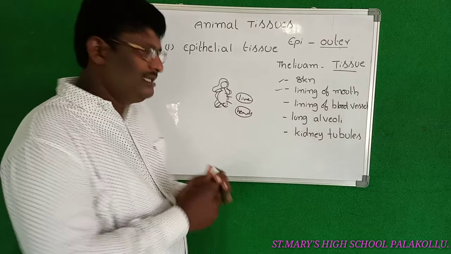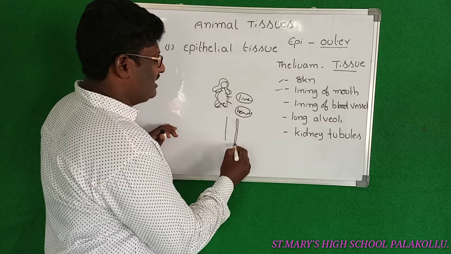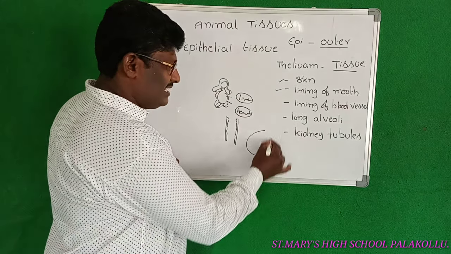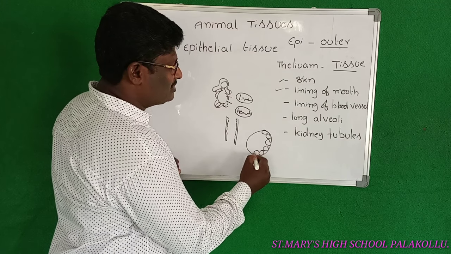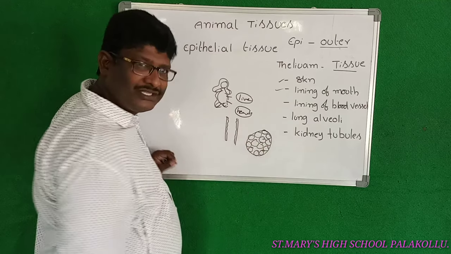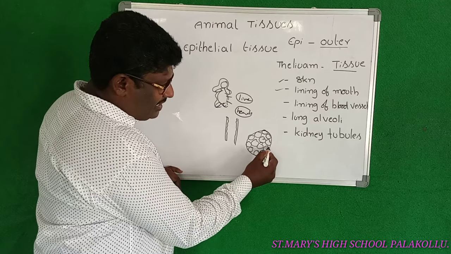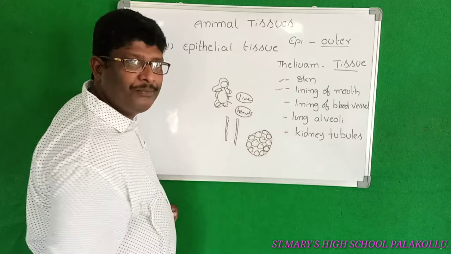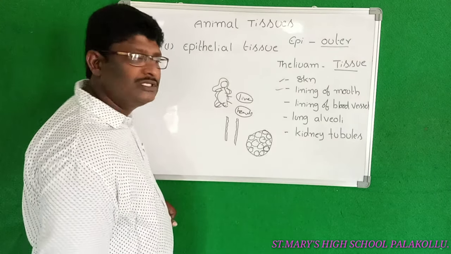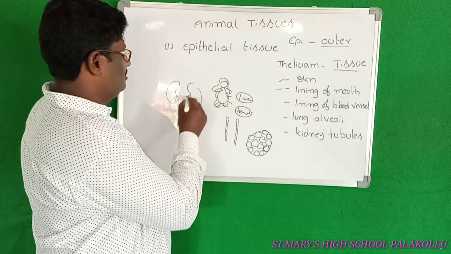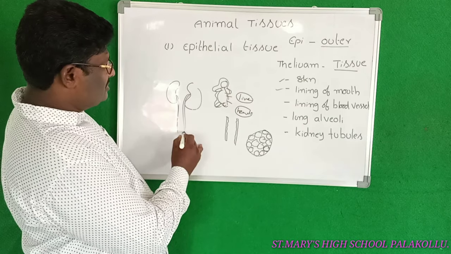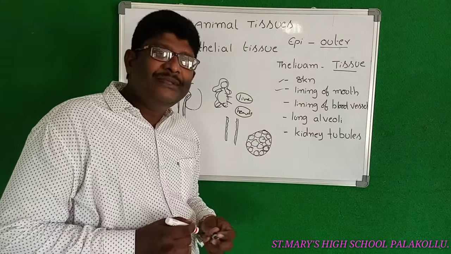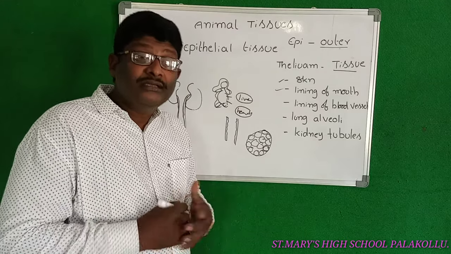Next, lining of blood vessels. This is a blood vessel. This blood vessel is lined with epithelial tissue. Next, lungs, alveoli. Do you know lungs? This is lung. Alveoli means inside the lungs there are small chamber-like structures. They are called alveoli. This alveoli is covered with epithelial tissue. Alveoli is a part of the lungs. Okay? Next, kidney tubules. For example, this is kidney. These kidney tubules are lined with epithelial tissue. So in these areas, this epithelial tissue is located and protects the organs or body.